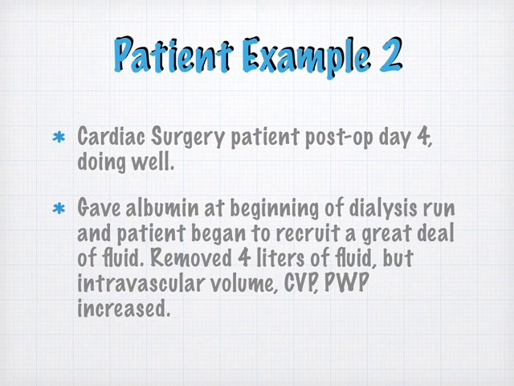But despite taking off all the fluid that I did, he actually had a higher CVP and wedge by the end of the run because he had recruited more than I had removed. So I took off 4 liters, and he had a greater intravascular volume by the end of the run. These are the things that I never would have predicted had I not used a device like this. I didn't realize that a person could recruit that much fluid in that period of time.